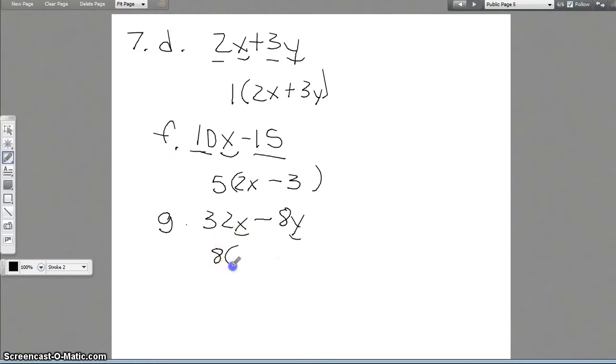So now we look at our greatest common factor, which is 8, and we say, what do we multiply by 8 to get 32x? Well, 8 times 4 will give us 32, and we put an x in there to get the x. Now, what do we multiply by 8 to get negative 8y? We need a negative y. So 8 times the quantity 4x minus y is how we factor out 32x minus 8y.